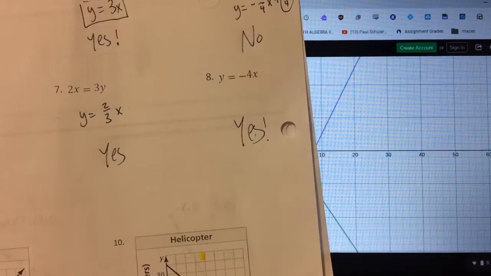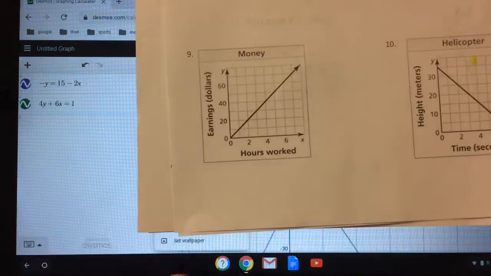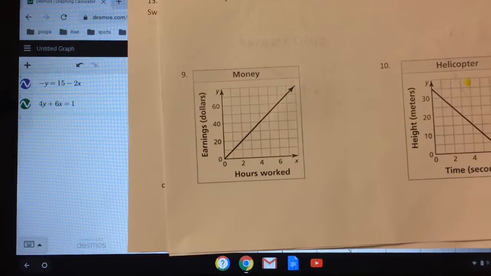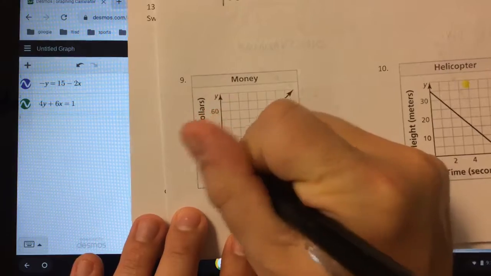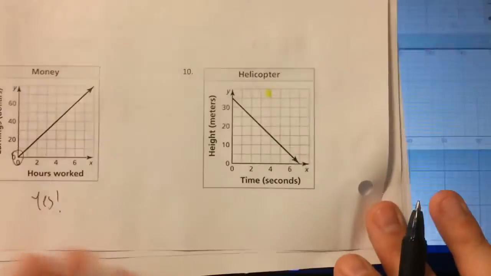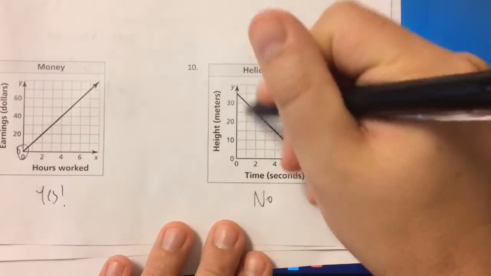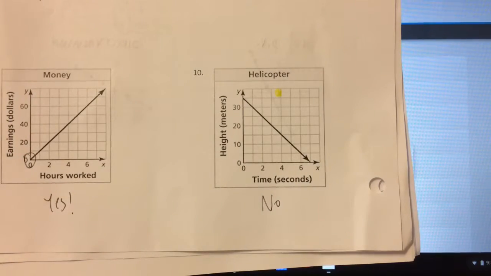All right, so let's take a look at number 9. This one already shows you the graph. Does that show direct variation? Yeah, sure does. It's got this y-intercept, it's linear, we're good to go. Number 10? No. So just keep in mind what question we're actually answering here.